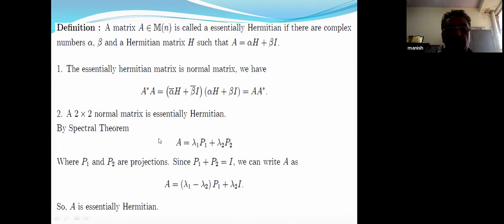Why? Because by the spectral theorem, as we have discussed, A can be written in this form: lambda 1 P1 plus lambda 2 P2, where the P_i are orthogonal projections. That is, they are Hermitian and their sum is identity. Now using this, P1 plus P2 is equal to I, so substitute the value of P2 equal to I minus P1. We see that A can be written in this form. Here lambda 1 minus lambda 2 is a complex number, then this projection P1 is a Hermitian matrix, then again a complex number. So A is essentially Hermitian. That is, 2 by 2 normal matrices are essentially Hermitian.